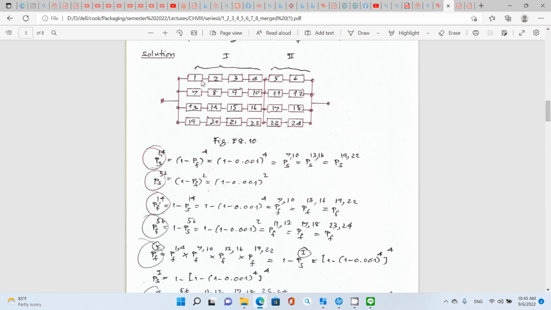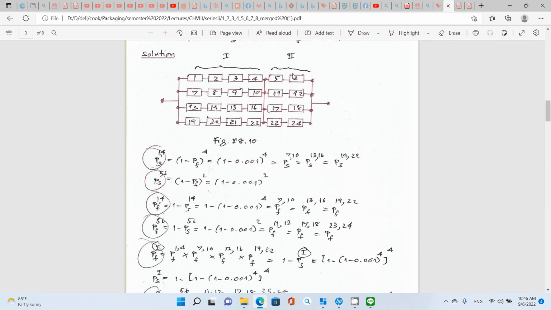Since there are 4 components in series, you have (1 minus PF) to the power of 4, and PF is given as 0.001. That's the same as the survival probability of components 7, 8, 9, 10 in series, the same as 13 to 16, and the same as 19 to 22.